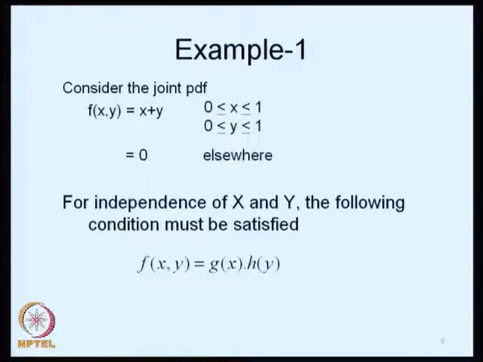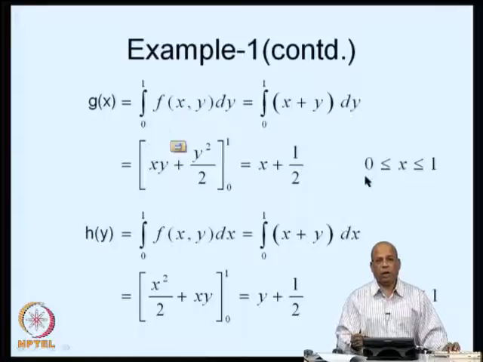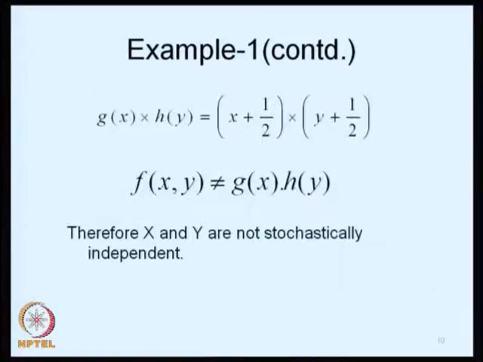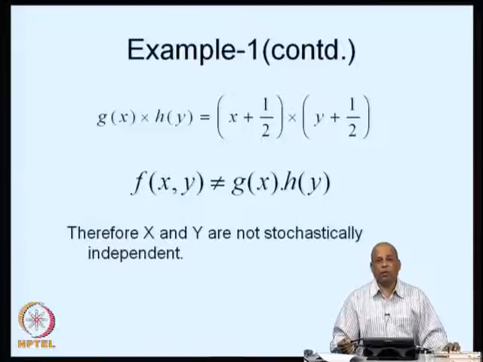Now, your f of x y was x plus y, and you got g of x equal to x plus 1 by 2, and h of y equal to y plus 1 by 2. Obviously, this means that f of x y is not equal to g of x into h of y, and therefore, x and y are not stochastically independent.